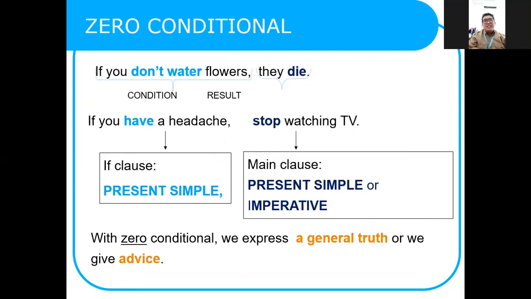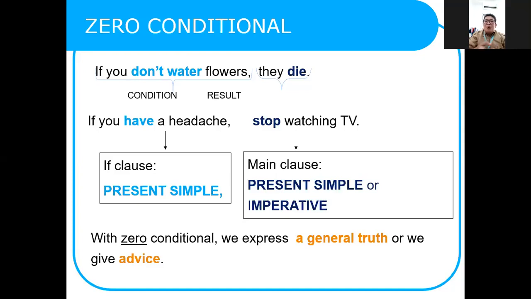Jadi di zero conditional itu biasanya membahas tentang, atau kalimat-kalimat yang ada dalam zero conditional adalah kalimat yang memuat pernyataan umum, oke, atau fakta-fakta yang umum. General statement, general truth, general fact, or in some cases, di beberapa case, it also can be used to give advice to each other. Bisa juga kadang untuk memberikan nasihat kepada orang lain.